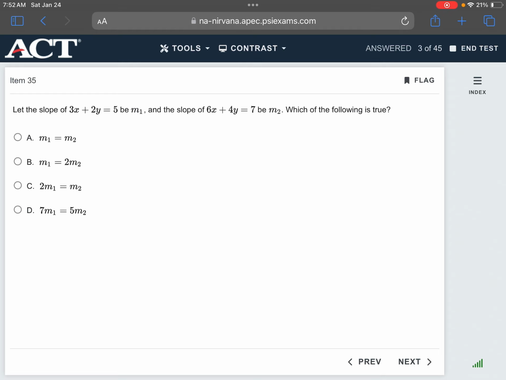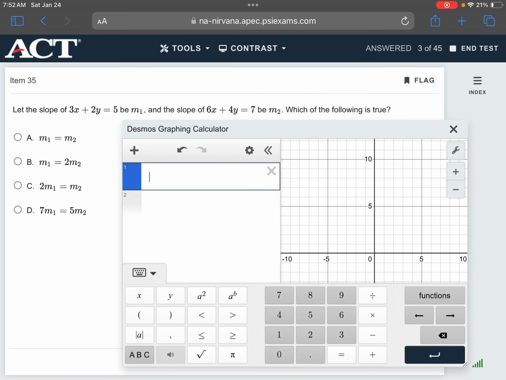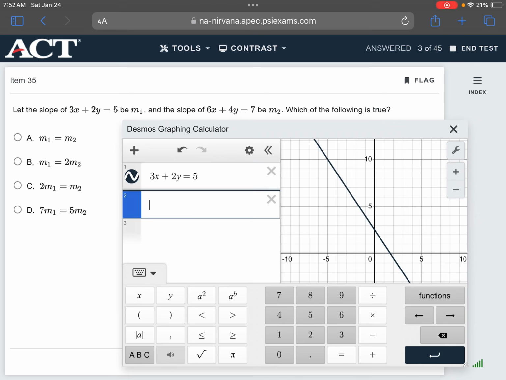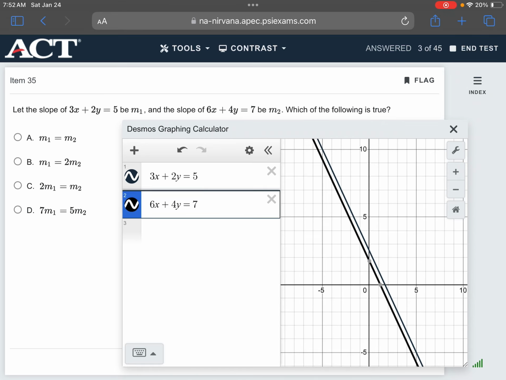Now, Desmos will do this for us much quicker than that algebraic piece. All we do is put both of these equations into Desmos. Whoops, not 7, 5, right? So there's our first one. And then 6x plus 4y equals 7. And it's pretty easy to see that these are two parallel lines, meaning they'll never intersect, meaning their slopes are exactly the same. So that helps reinforce that it's choice A.